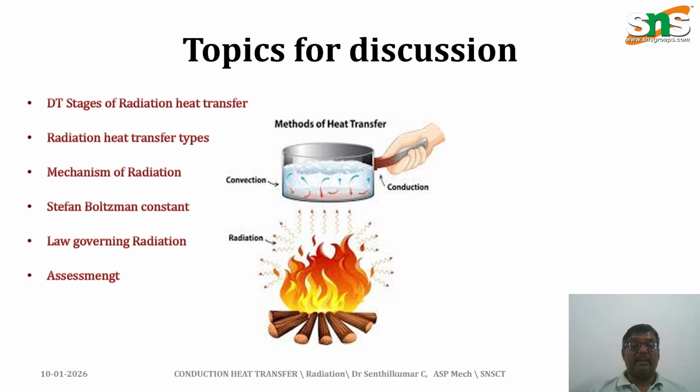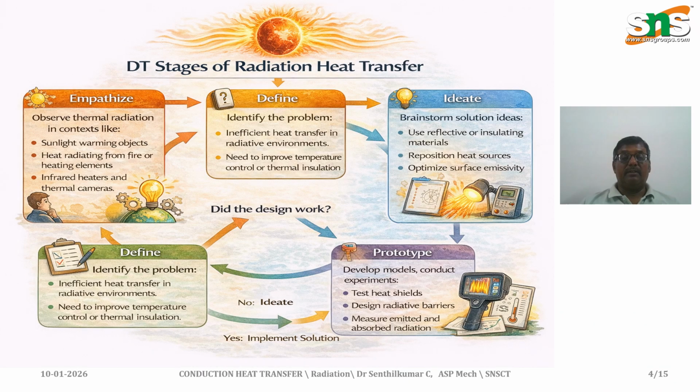Now let me see the topics for the discussion: design thinking stages of radiation heat transfer, radiation heat transfer types, mechanism of radiation, Stefan Boltzmann constant, law governing equation, and assessment. The design thinking stages for radiation heat transfer are empathize, define, ideate, and prototype and testing.